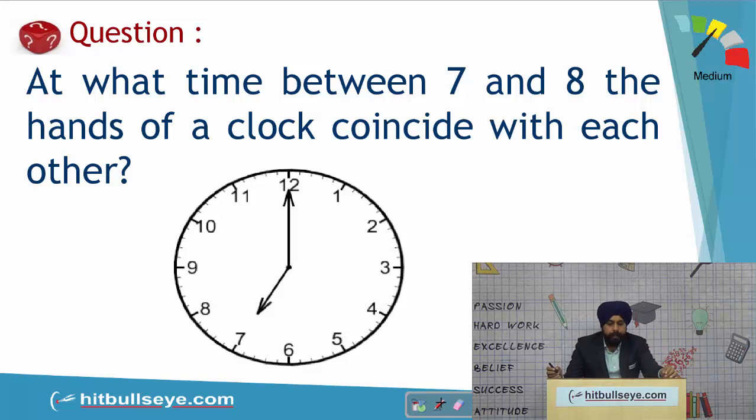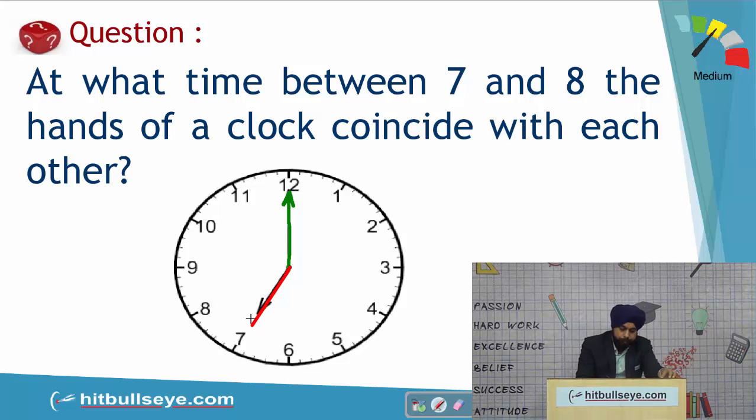Here, at what time between 7 and 8 do the hands of a clock coincide with each other? Now students, here you know that at 7 o'clock the position of the hands is there in front of you. Now the minute hand has to move from here till here to coincide. That is, the minute hand, which at present is here, you want to know when it will come to this position, the position that you made red here.